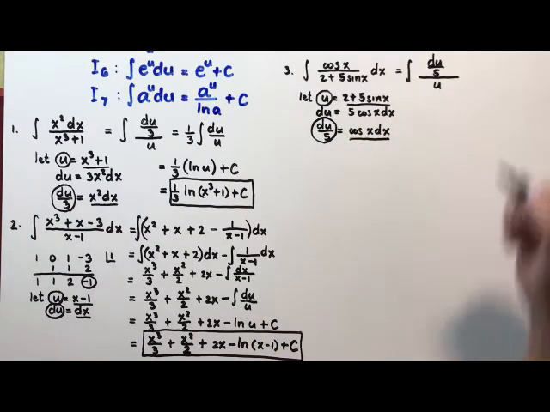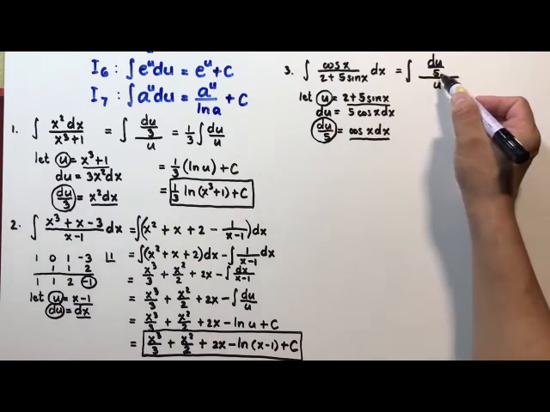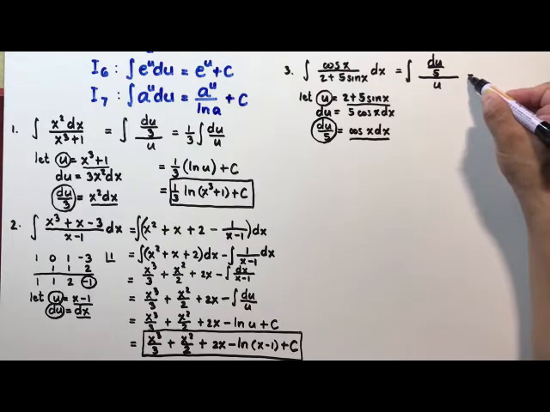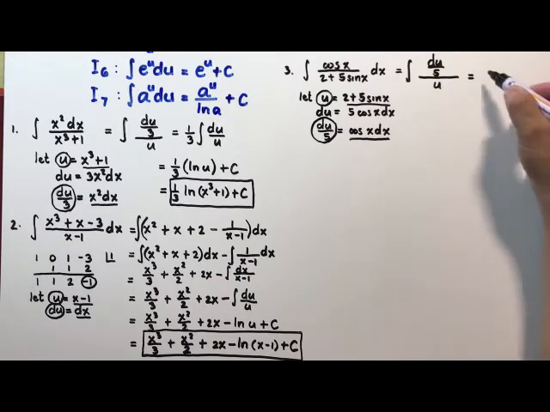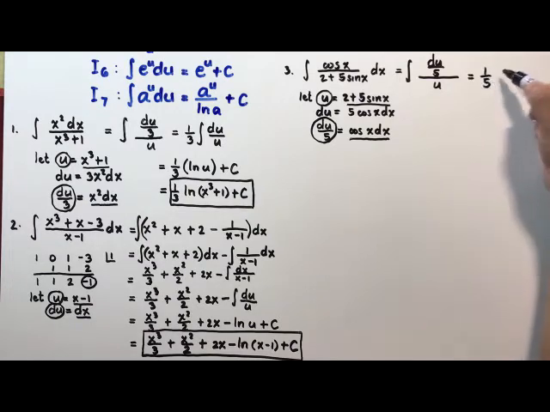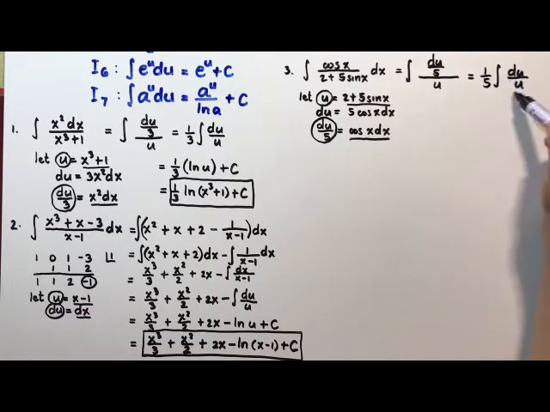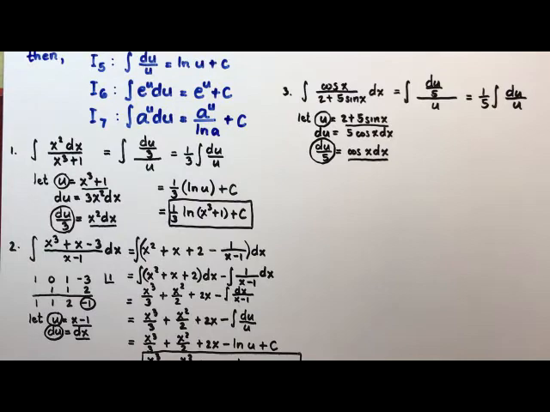So this is u. Now, there is a constant 5, but that's not a problem because I can use formula number 2 in the previous video that we can factor out a constant in integration. So this is 1/5 of the integral of du over u. There. And again, you realize that this is same with our formula number 5. Now, in our formula number 5, it says that the integral of du over u is equal to the natural log of u plus c.